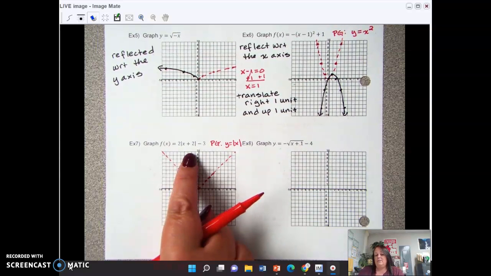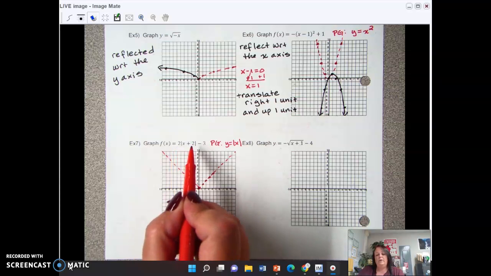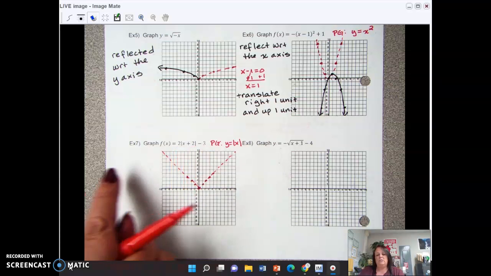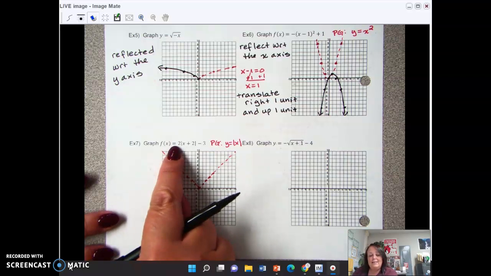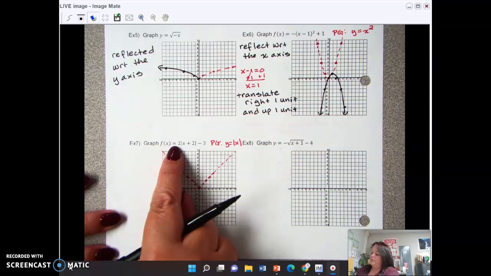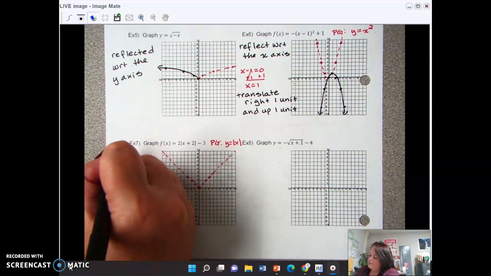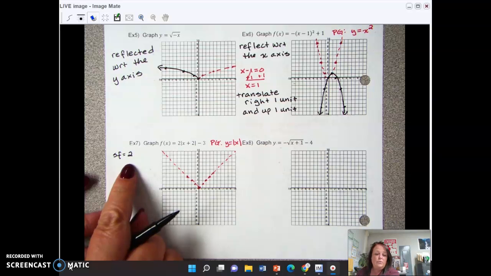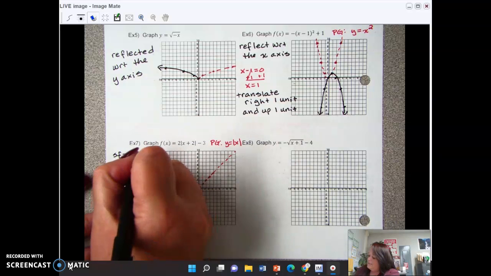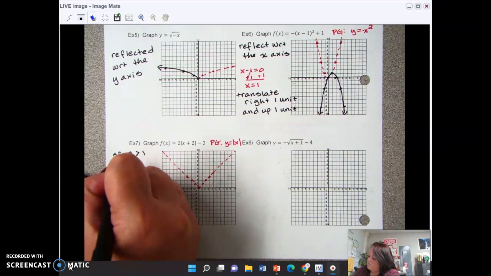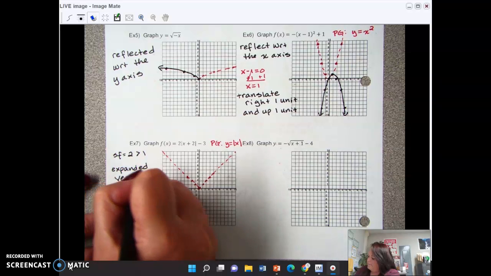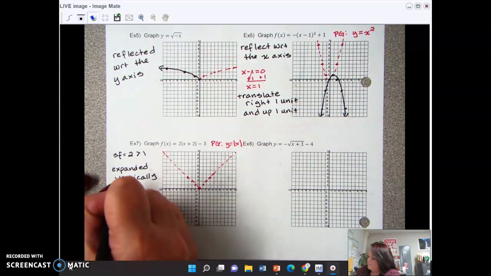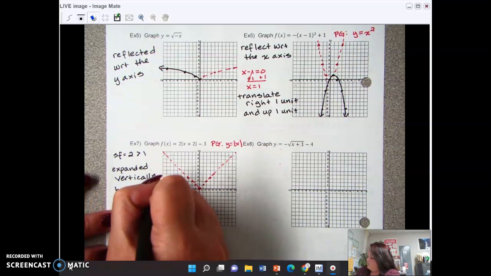So take a moment to pause the video and talk about what this 2 is doing, what this 2 is doing, and what this 3 is doing. See if you can write down here what is happening to the graph. So the 2 in front, it's outside of the absolute value, so that's going to be a vertical change. And we like vertical because the scale factor is going to be what it looks like. So my scale factor is 2. And since that's greater than 1, we can say we're expanding. We're going to go up faster. Expanding vertically by a scale factor of 2.